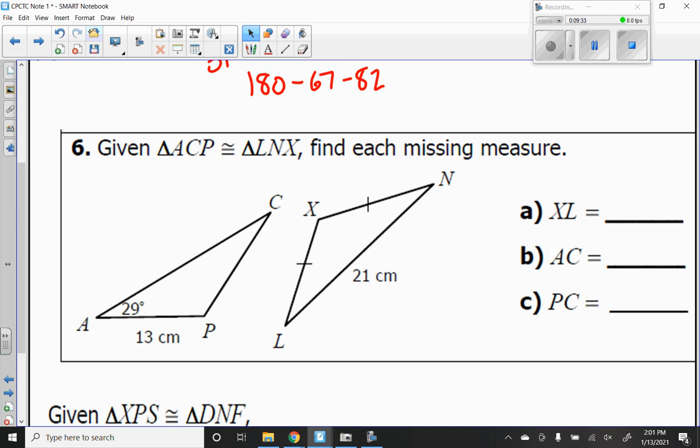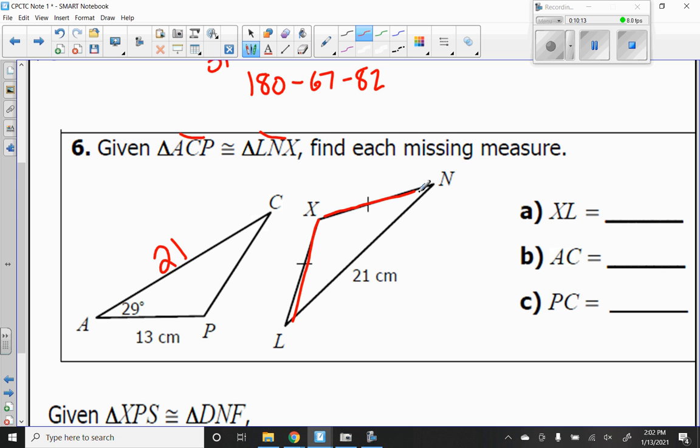LN is 21. Those are the first 2 letters. That means AC is 21, the first 2 letters. So I now know that's going to be 21. So how do I find those 2 missing sides? Does anybody know what those missing sides should be, the other missing sides? They should be 13. This is an isosceles triangle.